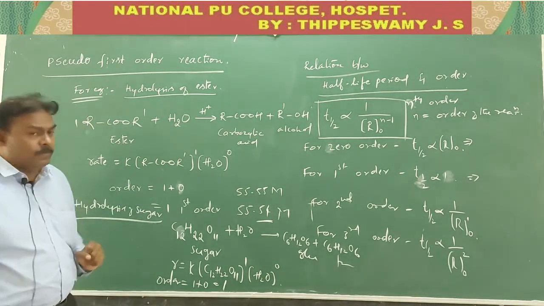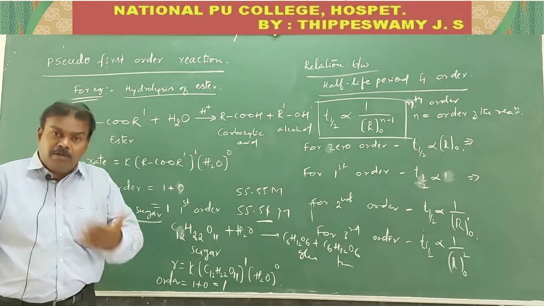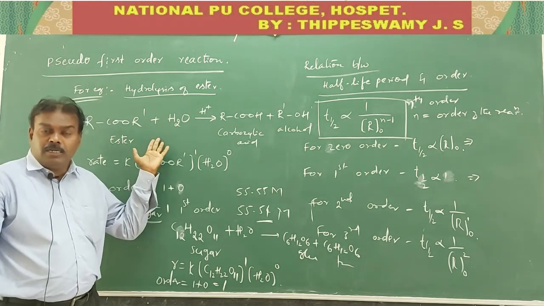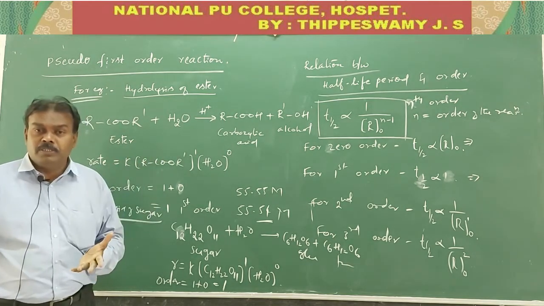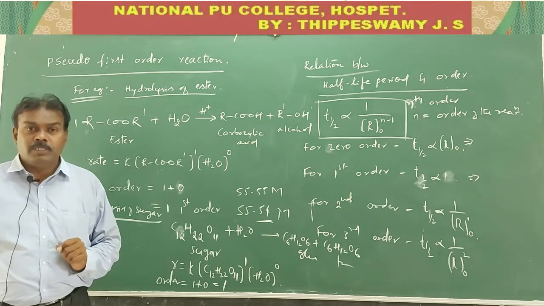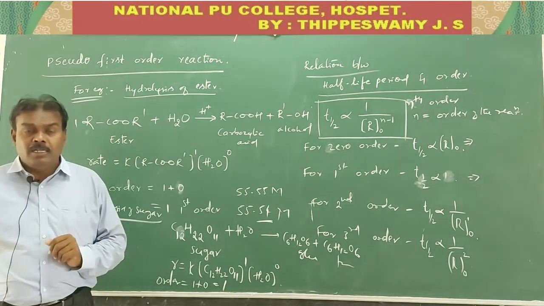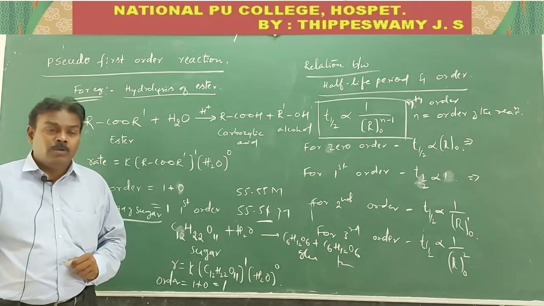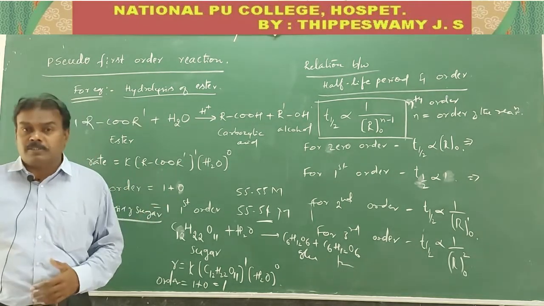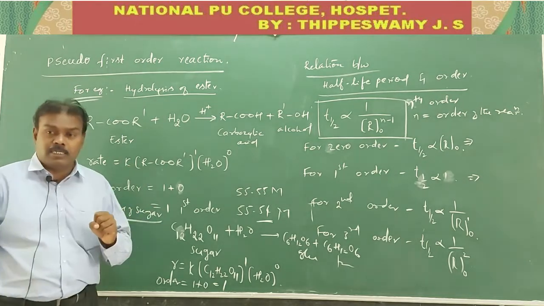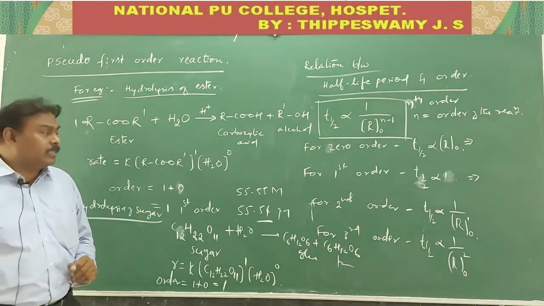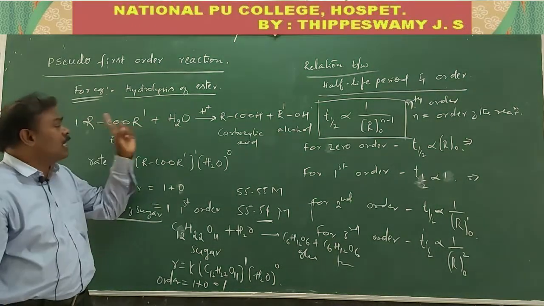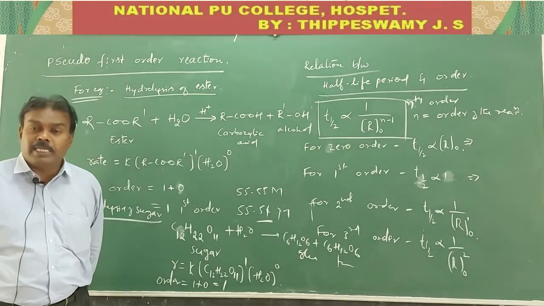The reaction in which any of the higher order, it may be second order, third order, fourth order, whatever it may be, can be converted into first order by taking one of the reactants in large excess, or by taking all the reactants except one in large excess. That is called what? Pseudo first order reaction. Remember carefully.